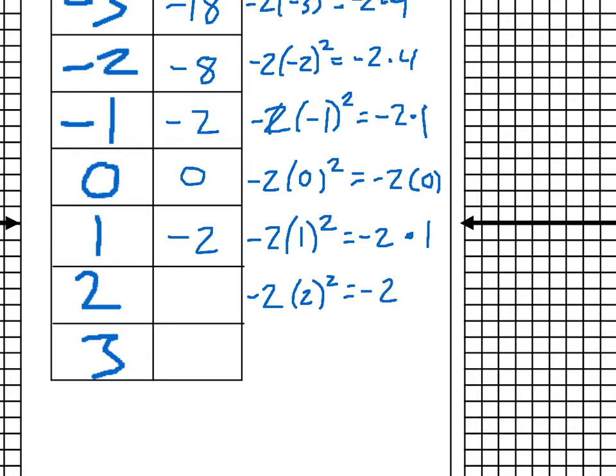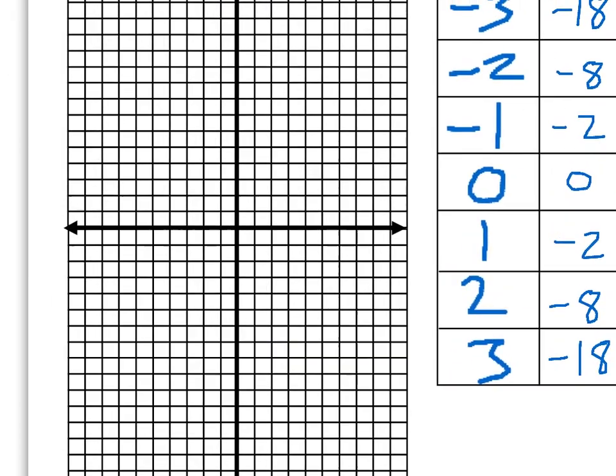Negative 2 times 2 squared. 2 squared is 4. Times the negative 2 would be negative 8. Negative 2 times 3 squared. Negative 2 times 9. Negative 18. Okay, let's graph it.